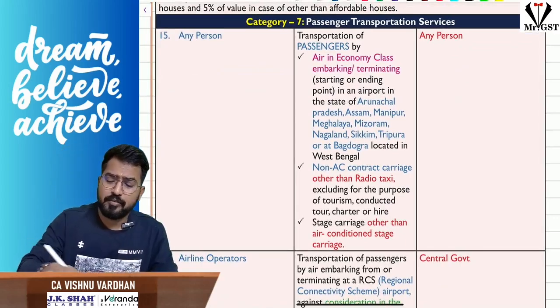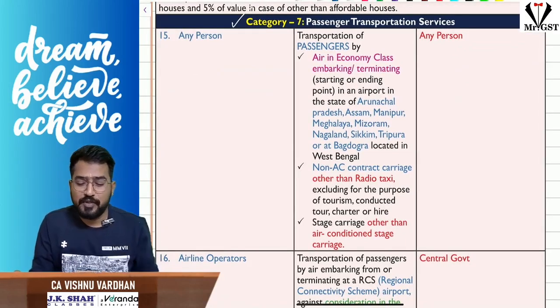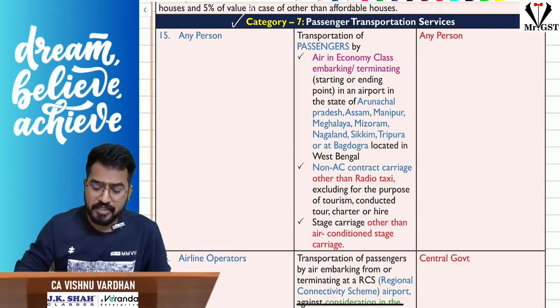We are moving on to category number 7, passenger transportation services. So let us move on to this. Sir, what are these passenger transportation services? What is the exemption we are enjoying here? Let us see.